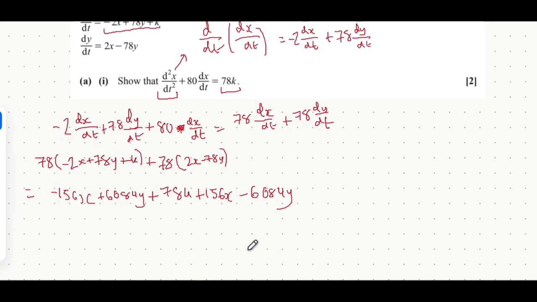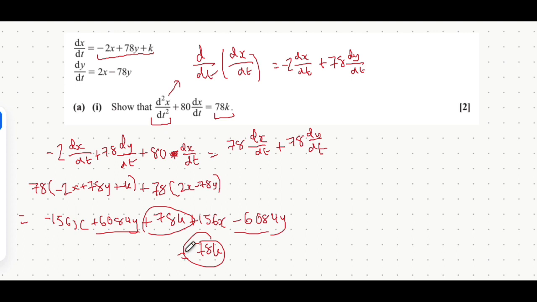And if we now collect like terms, what we'll see is that the minus 156x cancels out with the plus 156x. The plus 6084y cancels out with the minus 6084y, leaving you with just 78k. And just like that, we've proved this equation is true, and now we can go on to solve this for second order differential equations. I'll make a separate video about that part of the question, but I just wanted to make it very quick and simple for those that struggle only with this part of the question.